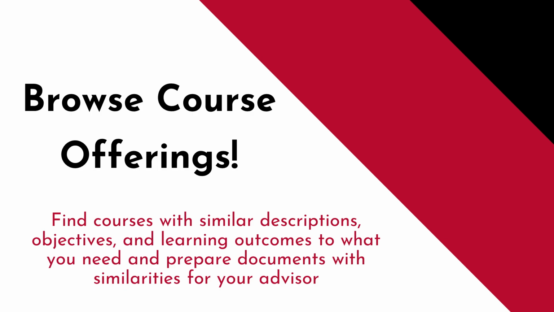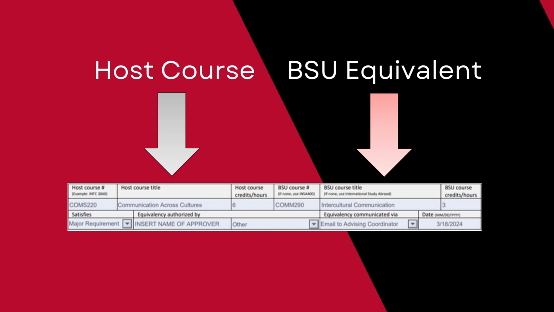Now the fun part. You get to browse the classes you could possibly take while abroad. For example, as a comm student, I need to take intercultural communication. I checked out the description for that class on Ball State's website, then looked for classes with similar learning outcomes and course objectives. Here is intercultural communication at Keys, Berlin, and Barcelona. And that matches pretty well with the BSU course. They look pretty similar. Could be a match.